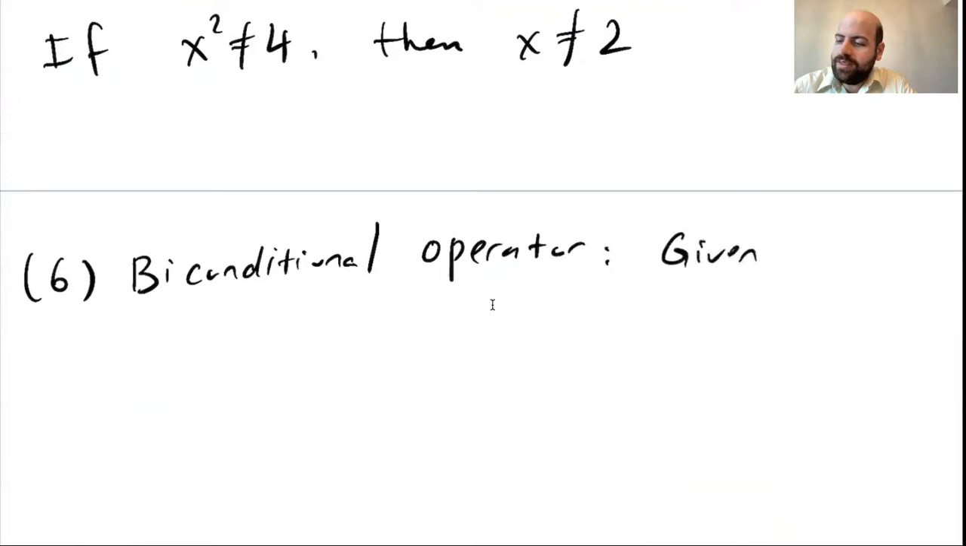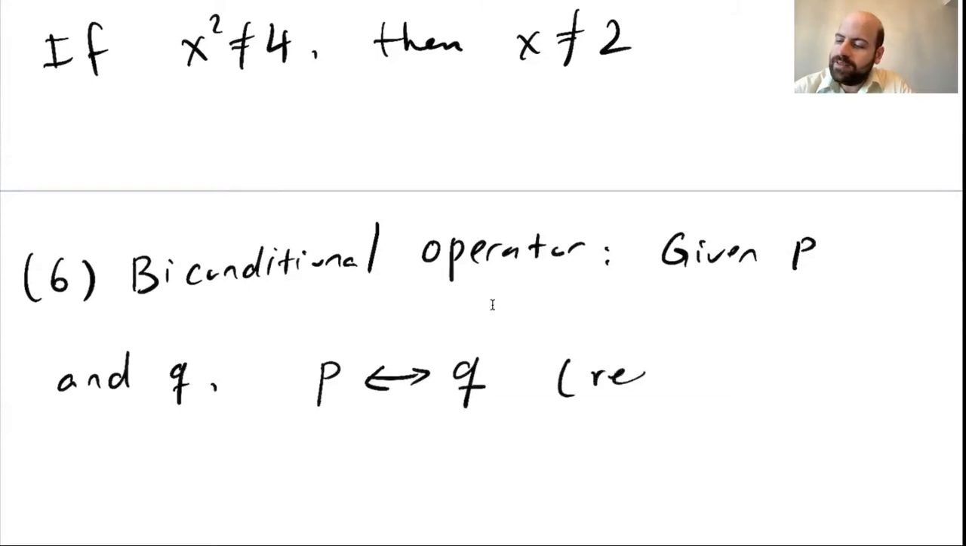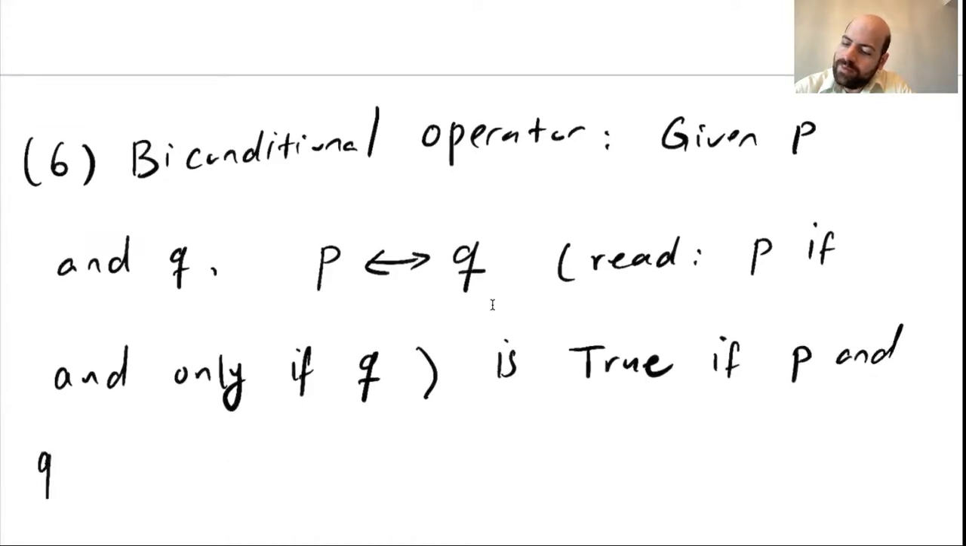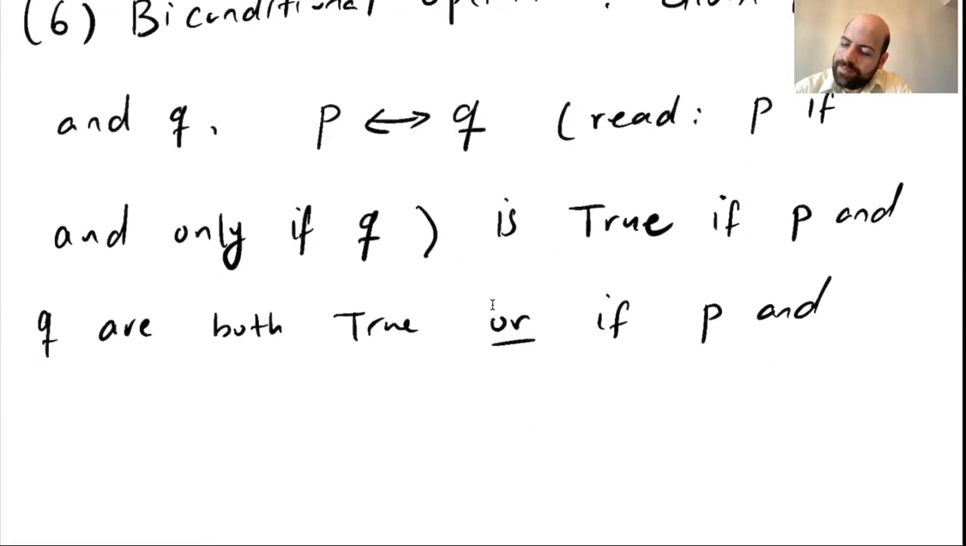So given P and Q, then P if and only if Q, read as P if and only if Q, is true if P and Q are both true, or if P and Q are both false.